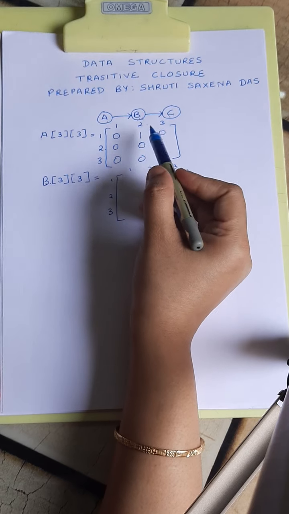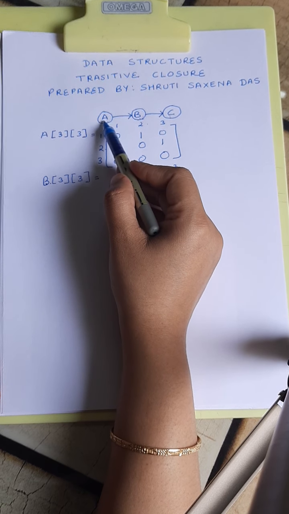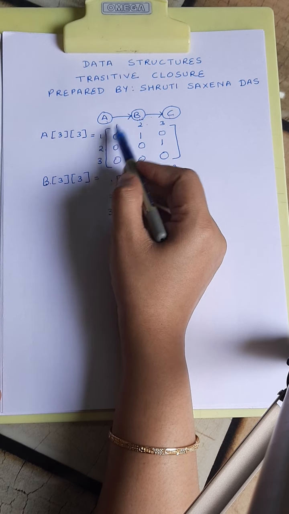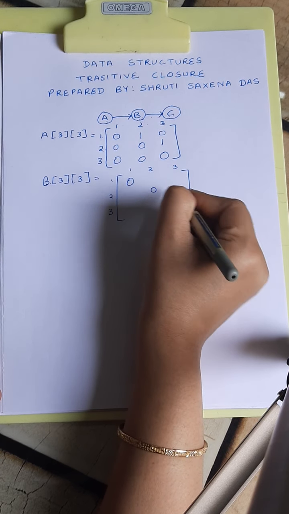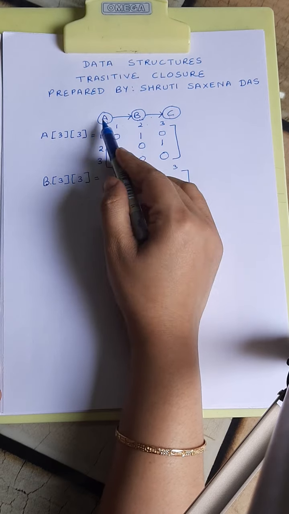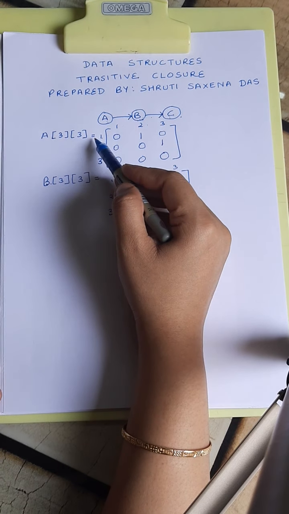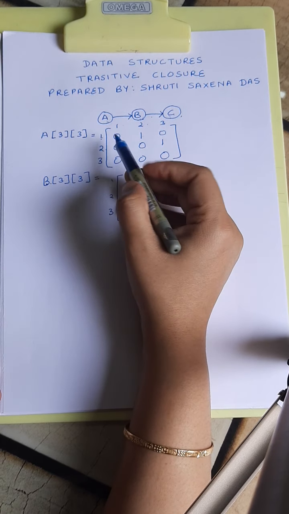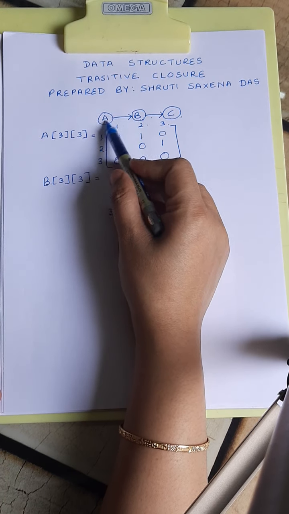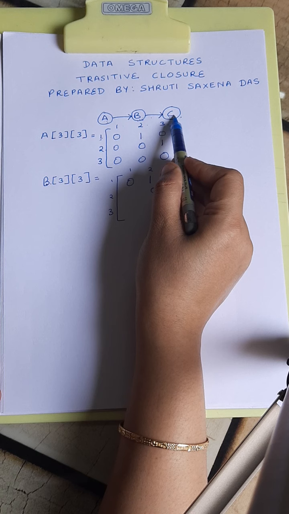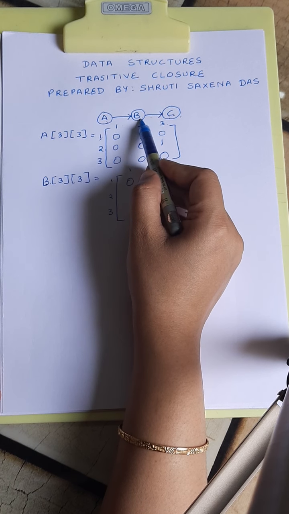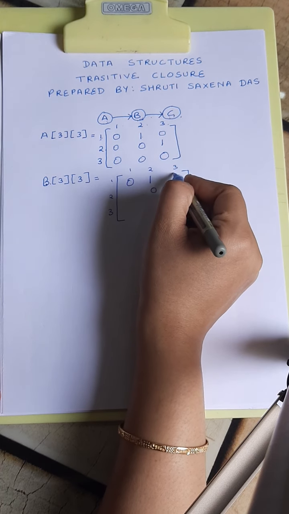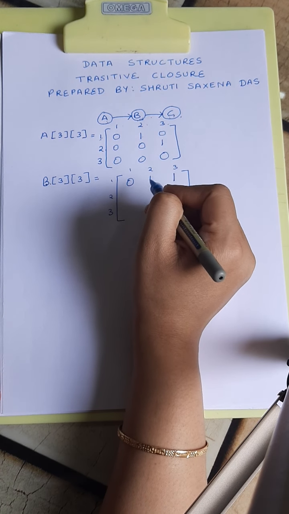We have to calculate it from this matrix and check whether a path exists or not. From 1 to 1, the diagonal elements will be 0 because there are no self loops, but we check from 1 to 2; as it is 1, we simply write it. From 1 to 3, that means from A to C, whether any path exists. We can see from A to B and B to C, that means from A to C we have a path, so we write it as 1.